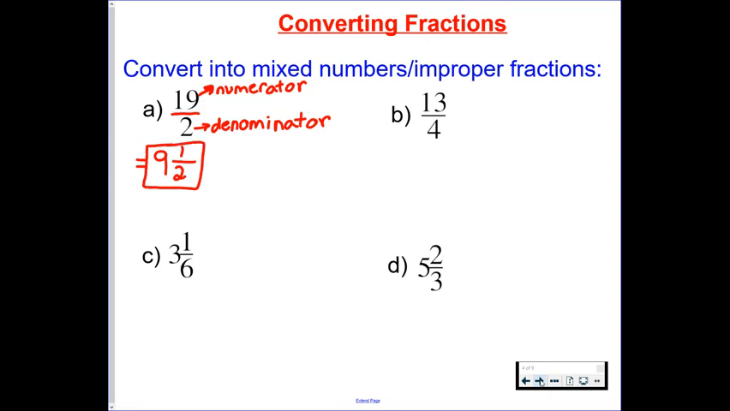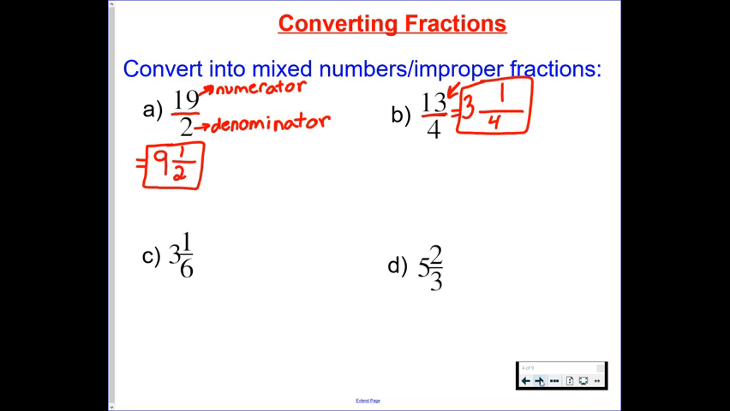Okay. Let's do that again over here on B. 13 over 4. Okay, so first we're going to divide. 13 divided by 4. 4 goes into 13 3 times. The denominator stays the same. 3 times 4 is 12. How much more do we need to make 13? We need 1. Okay, so 13 over 4 is 3 1/4 as a mixed number.